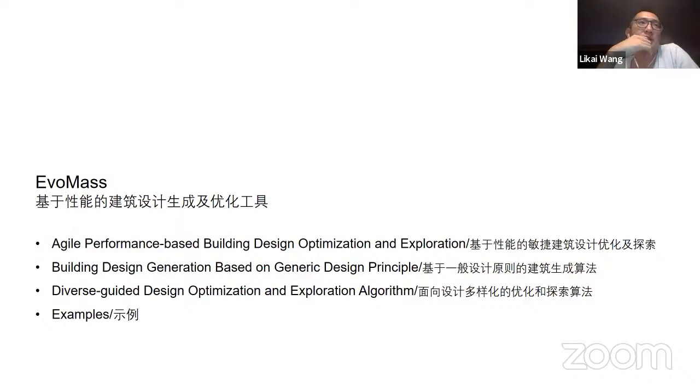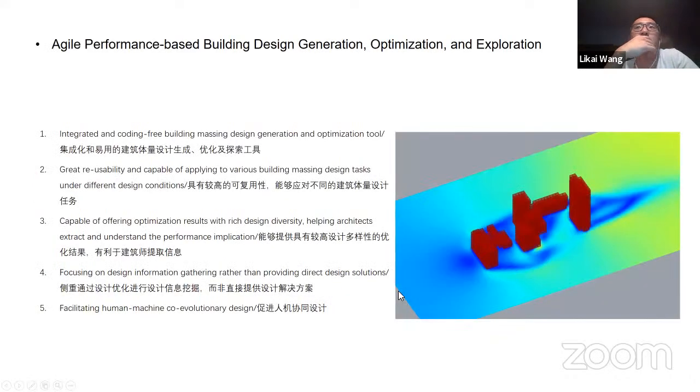So EvoMass, as the name and the description in the Food4Rhino suggest, is an agile performance-based building design optimization and exploration tool. And EvoMass has two key components. The first one is building generation based on generic design principles, and the second one is the diverse design optimization and exploration algorithm. And then I will show you some examples based on EvoMass.